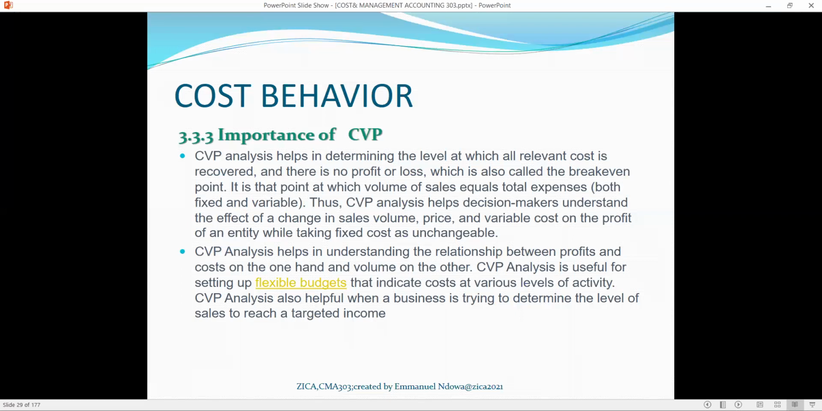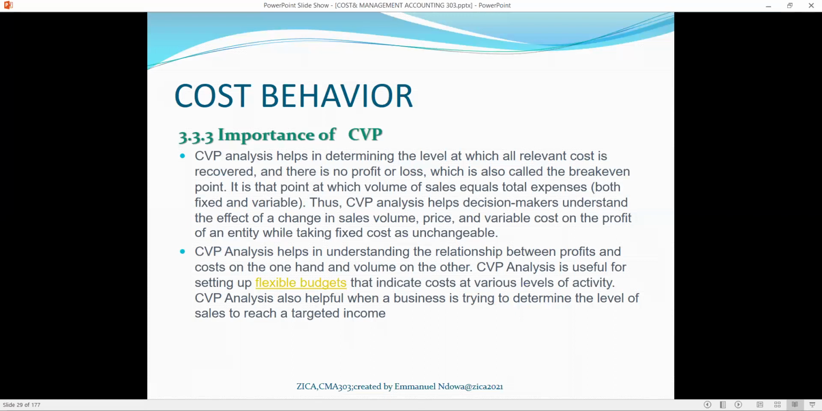It is that point at which the volume of sales equals the total expenses, fixed costs and variable costs. You can see that that's the reason why we are placing them in brackets, because the volume of sales equals total expenses, that is the fixed cost and the variable cost.